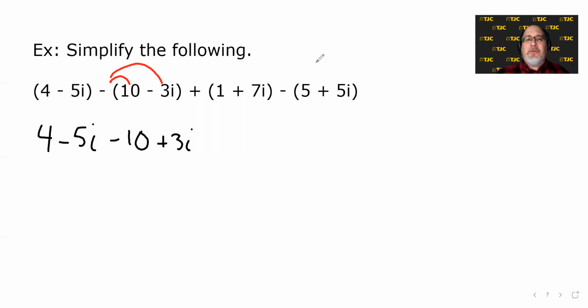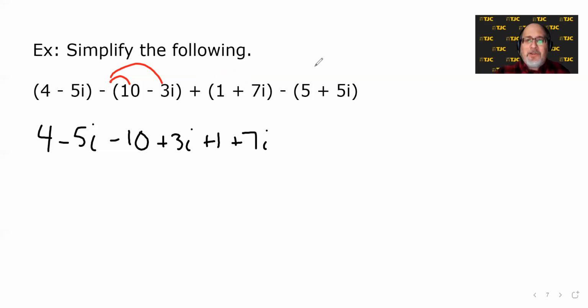The third complex number, 1 plus 7i, is in parentheses and is preceded by a plus. But that's okay. We can just ignore everything. Or if you want to be consistent, distribute the plus. That's like multiplying by positive 1. But multiplying something by positive 1 doesn't change anything, so it's kind of silly. So the 1 stays positive, and the 7i stays positive.